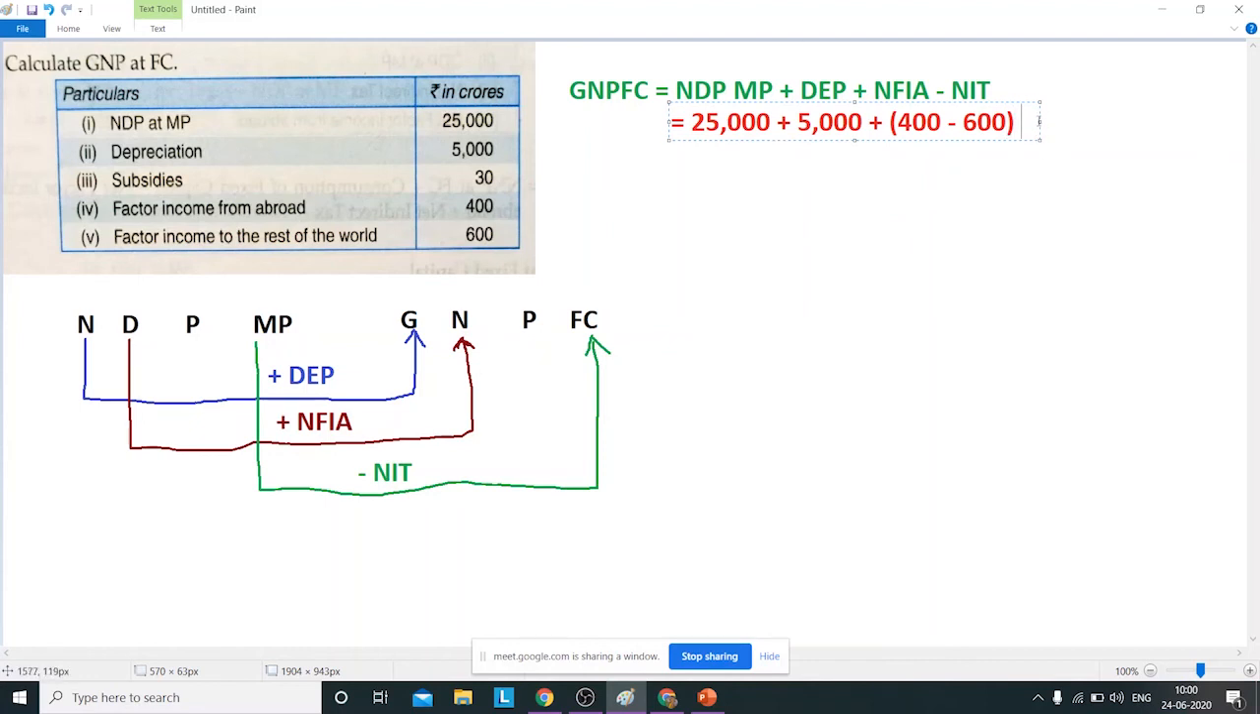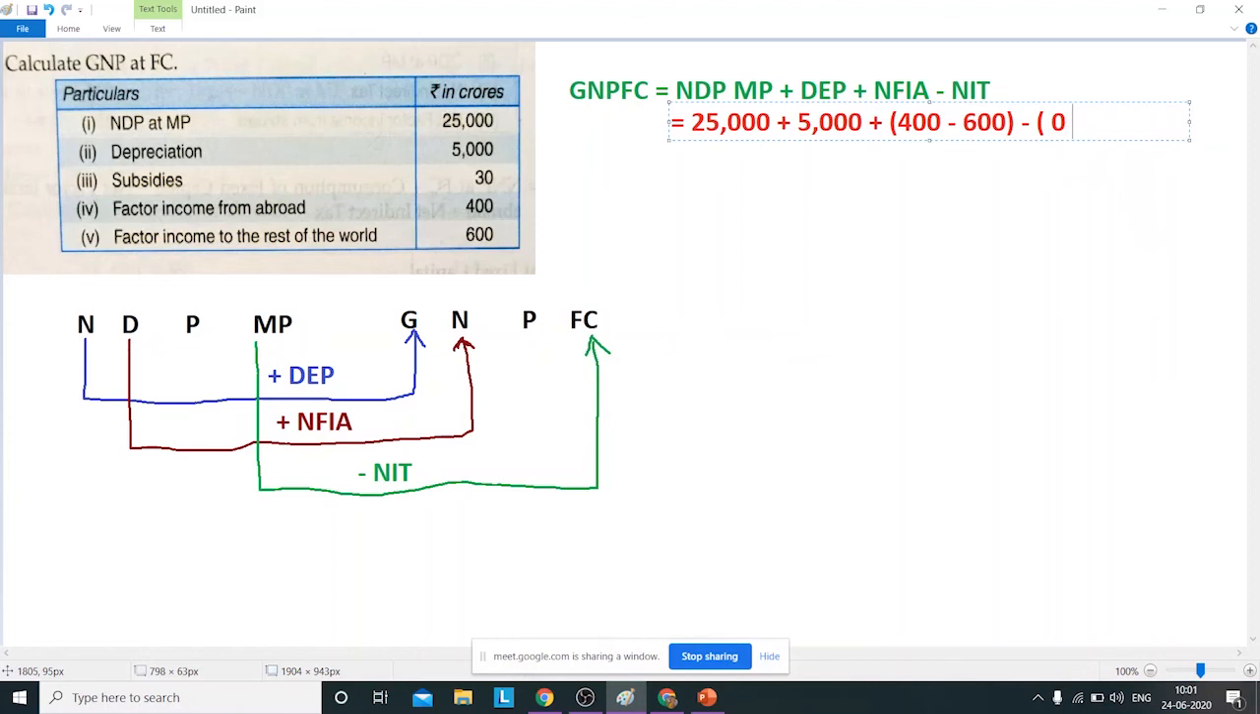Then minus NIT also we have to write. Are net indirect taxes given directly? No. So we have to find out net indirect taxes. Is indirect tax given in the question? Any term for indirect tax? So we will put it as 0. If indirect taxes are not given in the question, you put it as 0.